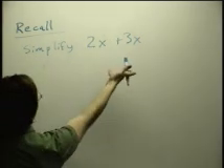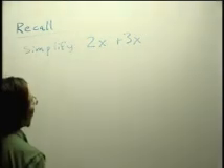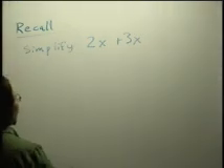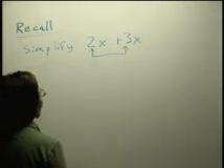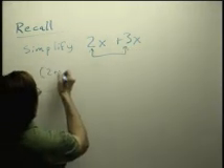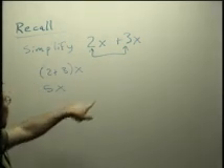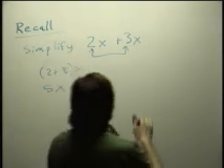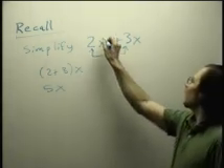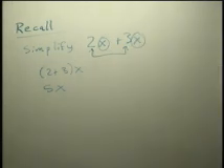If we want to simplify 2x plus 3x, or in other words, if we want to combine them since they are like terms, well, how do we do that? We just add the coefficients. 2 plus 3 makes 5. So 2x plus 3x makes 5x. What makes these like terms is the fact that they both have an x. They have the same variable with the same exponent.